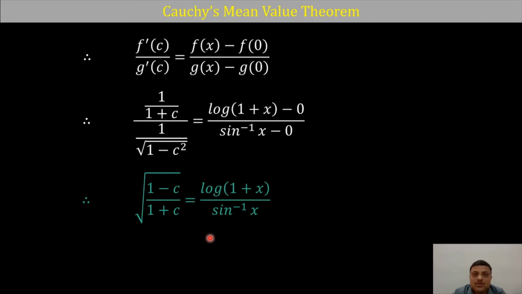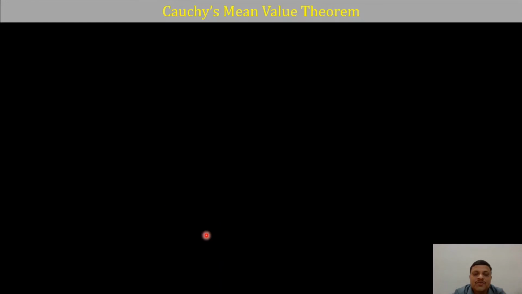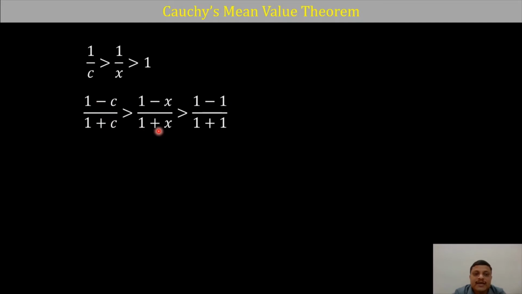Now, we have chosen the c value from the open interval (0, x). So from that, we can easily write c is strictly less than x and this x is strictly less than 1, which is the given thing. Now, take the reciprocal of this inequality, we will be getting 1 by c strictly greater than 1 upon x strictly greater than 1. Now, apply the componendo and dividendo process to this inequality. We will be getting (1 minus c) upon (1 plus c) strictly greater than (1 minus x) upon (1 plus x) strictly greater than 0. 1 minus 1 is 0.